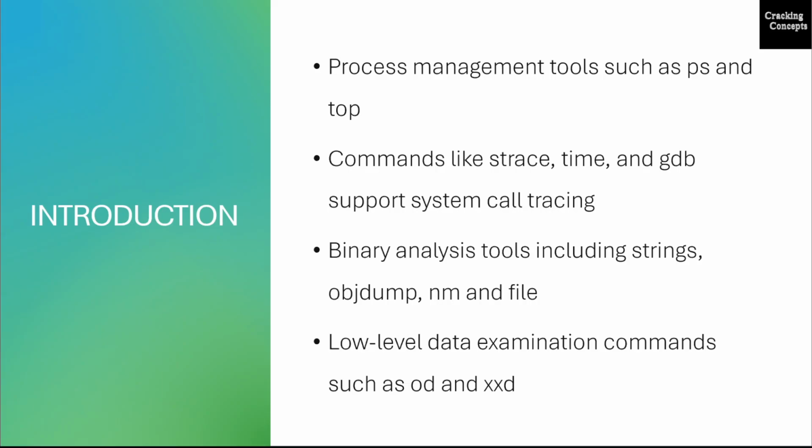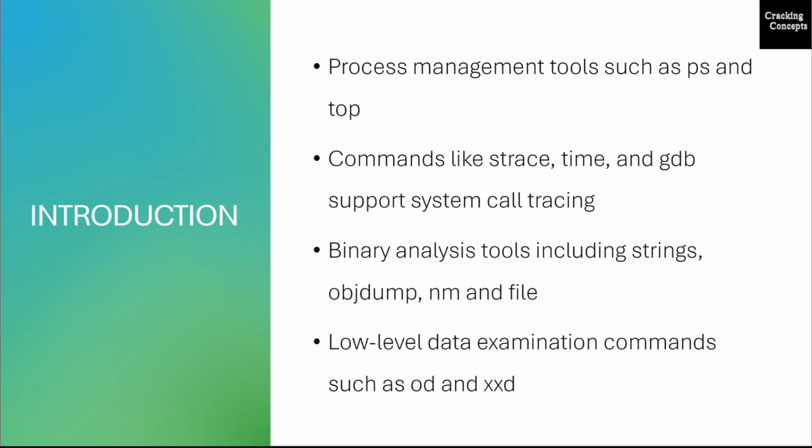Operating system programming involves direct interaction with system resources, processes, and executable binaries. Proficiency in system level command line utilities is essential for analyzing program behavior, monitoring system performance, and debugging applications in a Linux environment. Process management tools such as ps and top provide information about active processes and resource utilization. Commands like strace, time, and gdb support system call tracing, performance measurement, and program debugging.